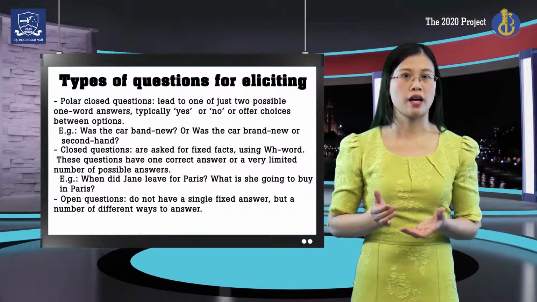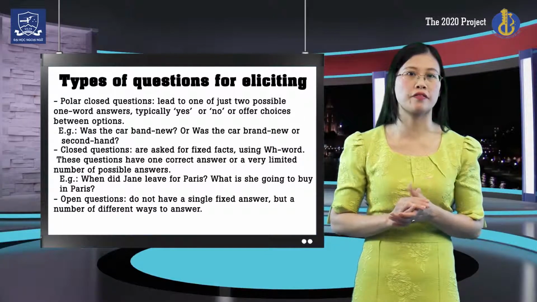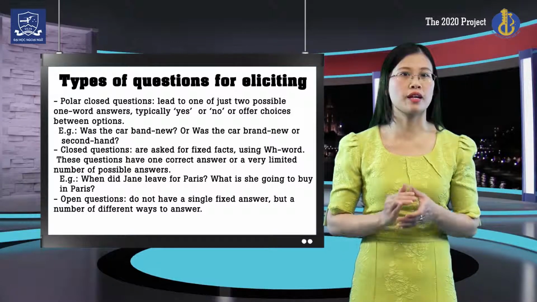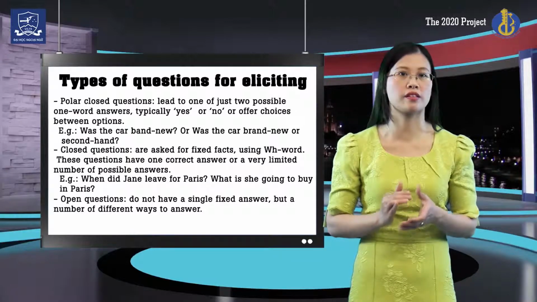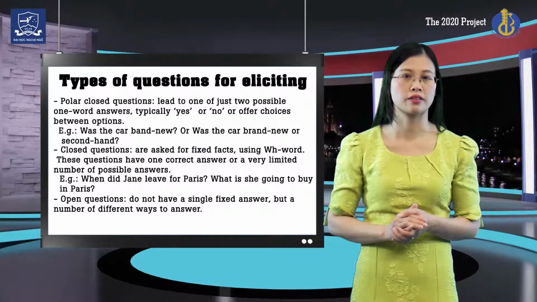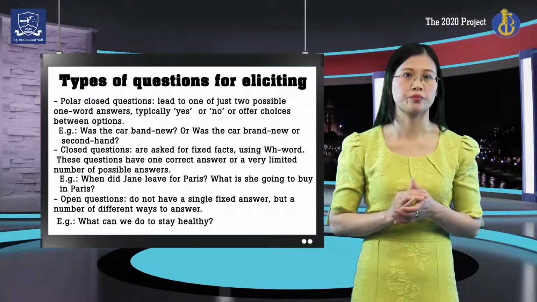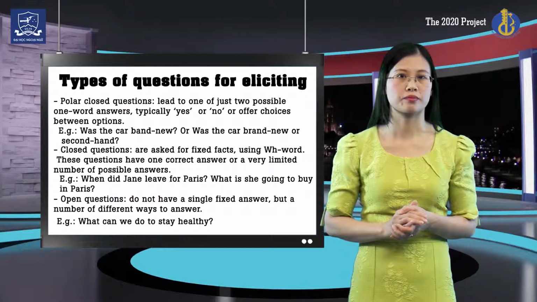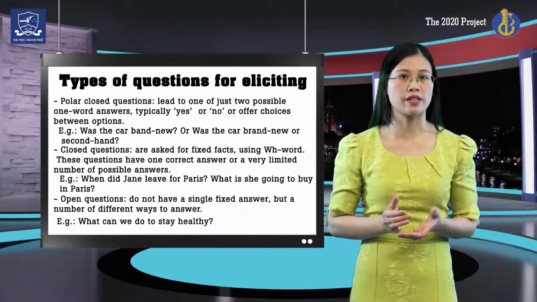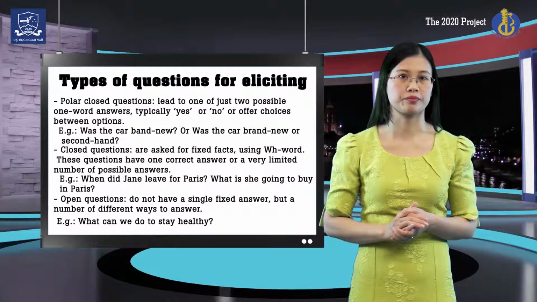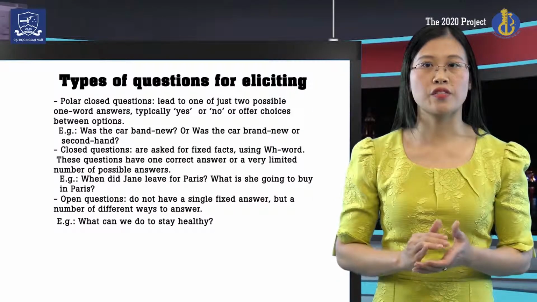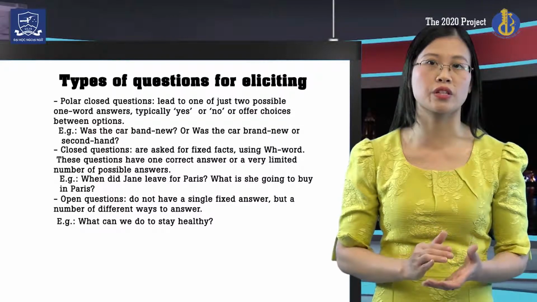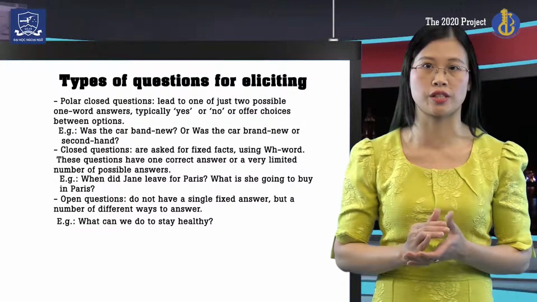Open questions are those which do not have a single fixed answer. But there are a number of different ways to answer this type of questions. For example, what can we do to stay healthy? There are different ways to answer this question. These three types of questions are classified according to different degrees of openness in questions.